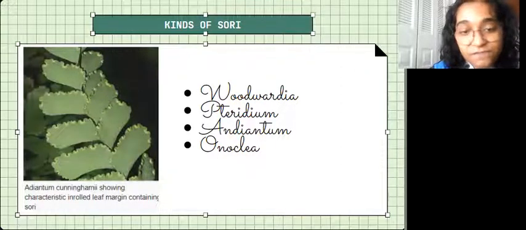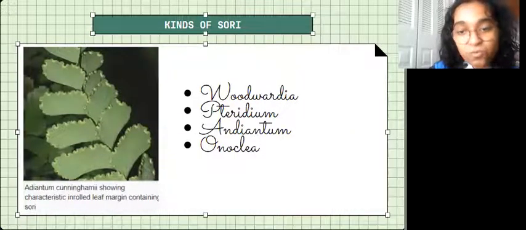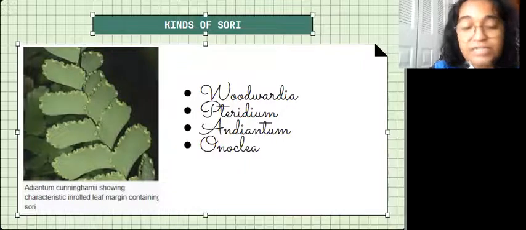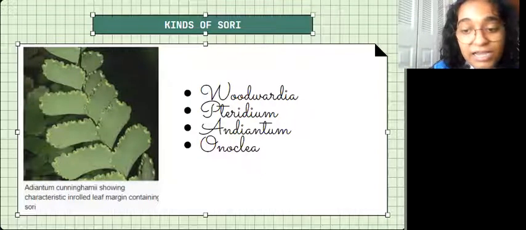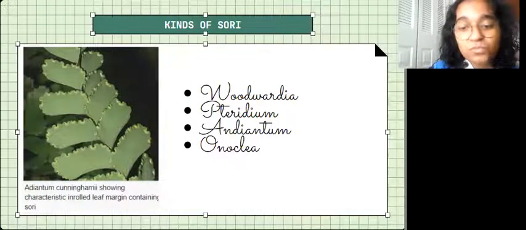There are four types of ferns: the Woodwardia, the Pteridium, the Anandanium, and the Onoclea. Woodwardia: this genus of fern is commonly known as the chain fern, because the sori are arranged in broken lines, somewhat resembling a chain.